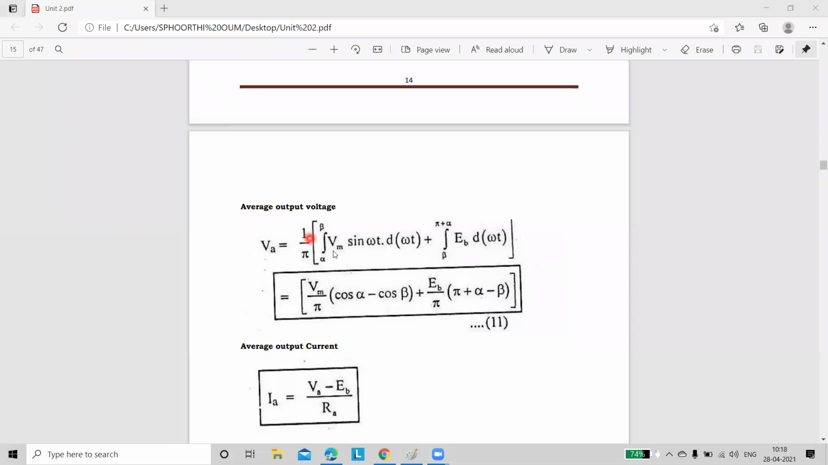So 1 by pi. And sinusoidal means it is almost nearer to the input voltage. That's why we are writing Vm sin omega t d omega t. You have to do the simplification for this. Next, from beta to pi plus alpha, you are getting a constant waveform and that is represented by back EMF. Remember, back EMF is always constant. So the integral of a constant is nothing but omega t. Do the simplification, then you will get the answer like this.